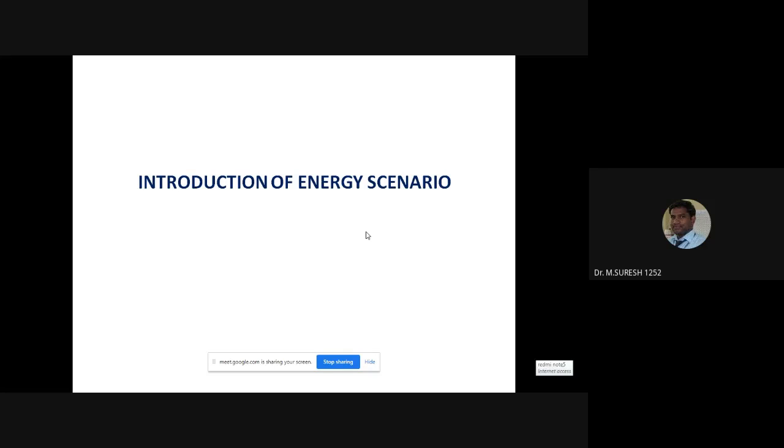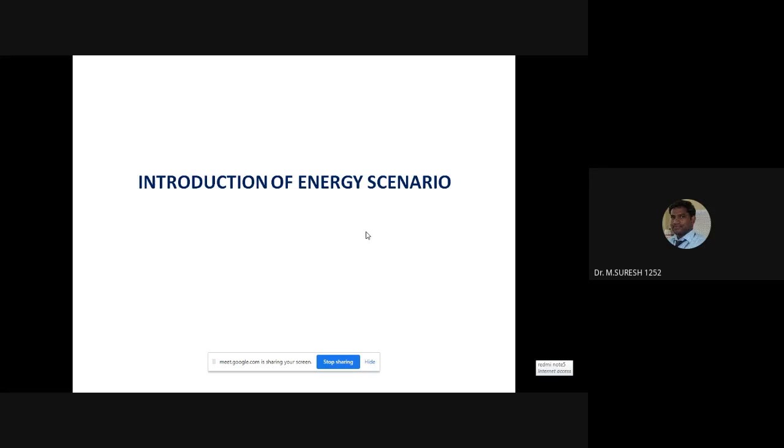Introduction of energy scenario: if you take any kind of physical activity in this world, whether carried out by human beings or by nature, it occurs because of the flow of energy in one form or another. According to the first law of thermodynamics, energy can be created, not destroyed. The word energy itself is derived from the Greek word energy. Energy comes from work input and work output. This is the introduction of energy scenario.